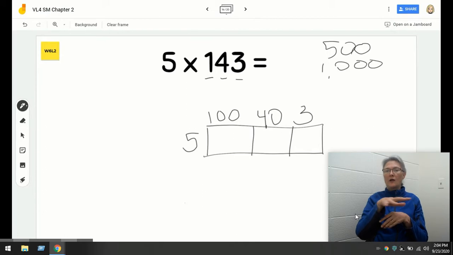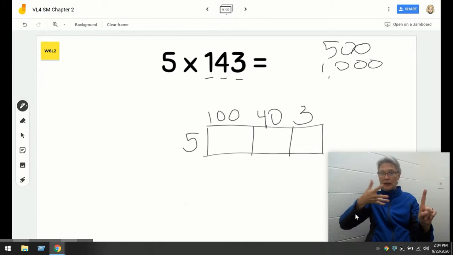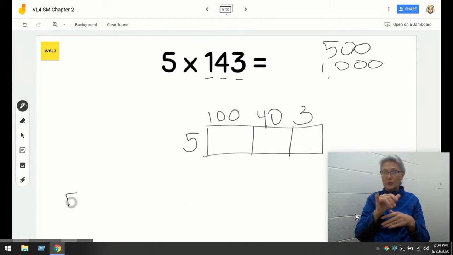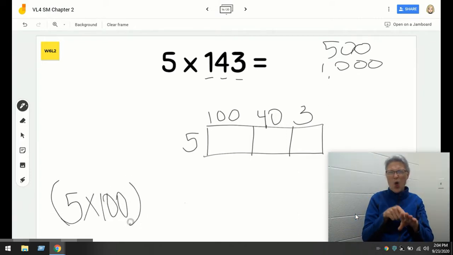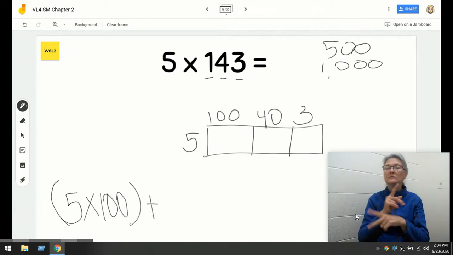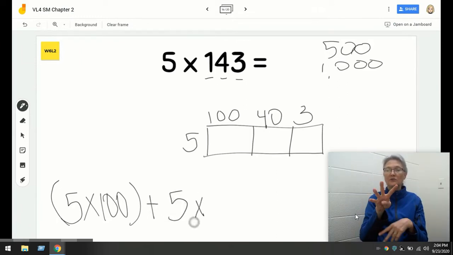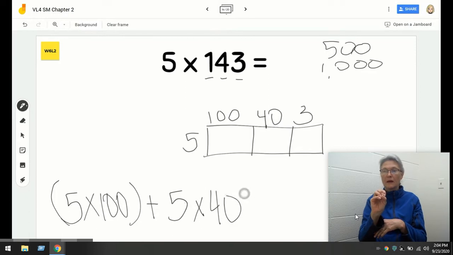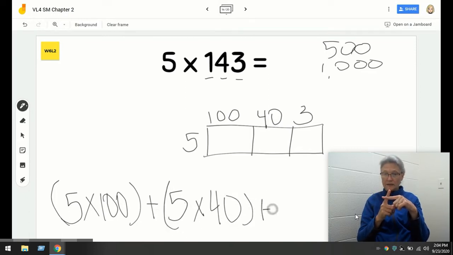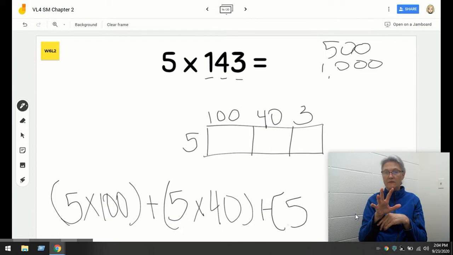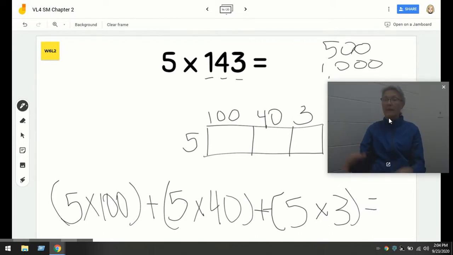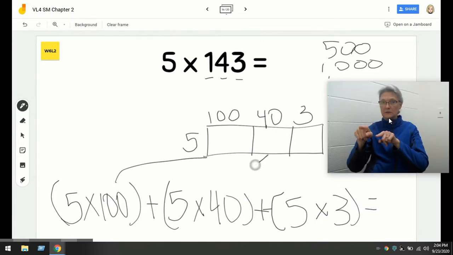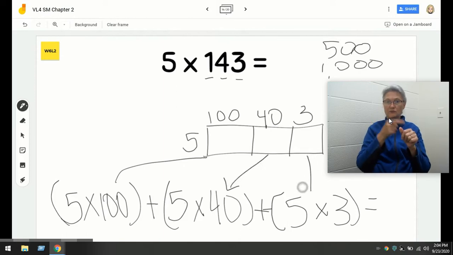But we could also write this down as expanded form. So essentially, we're going to get started by saying 5 times 100, this is going to get a little lengthy here, plus 5 times 40 plus 5 times 3. That will give us our product. And it links up right here. So each box has been expanded.